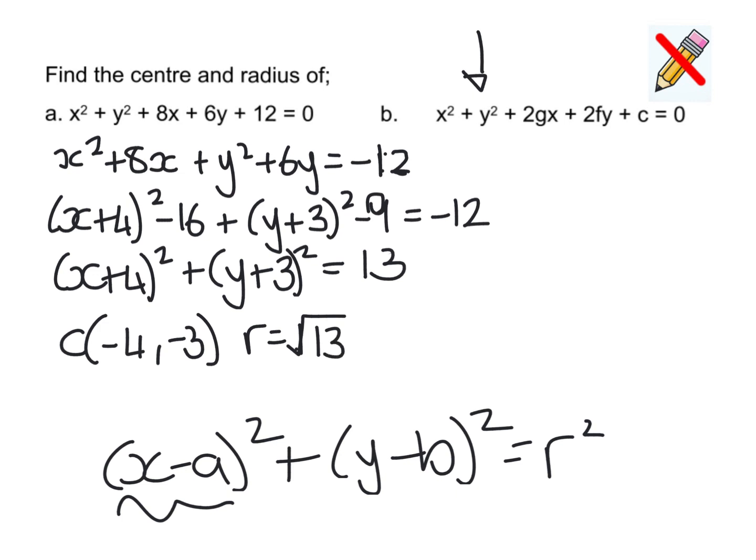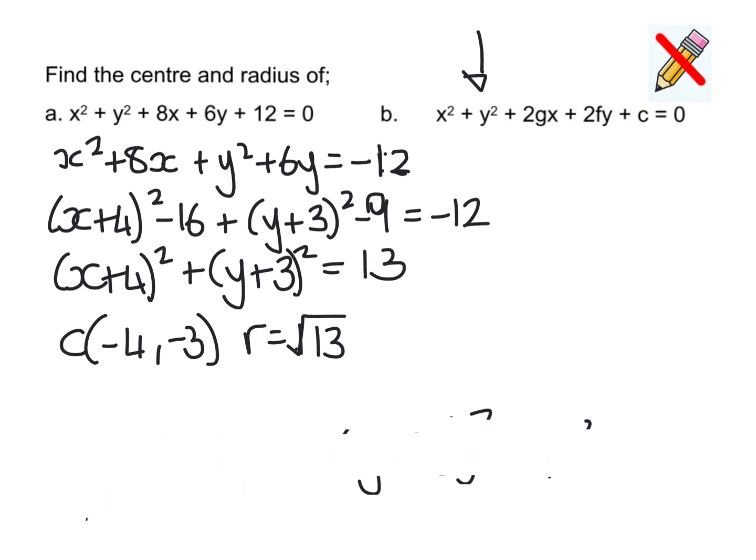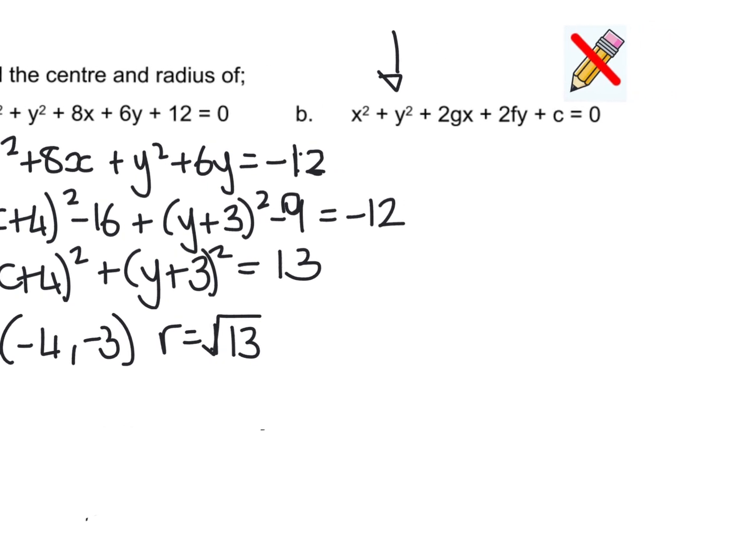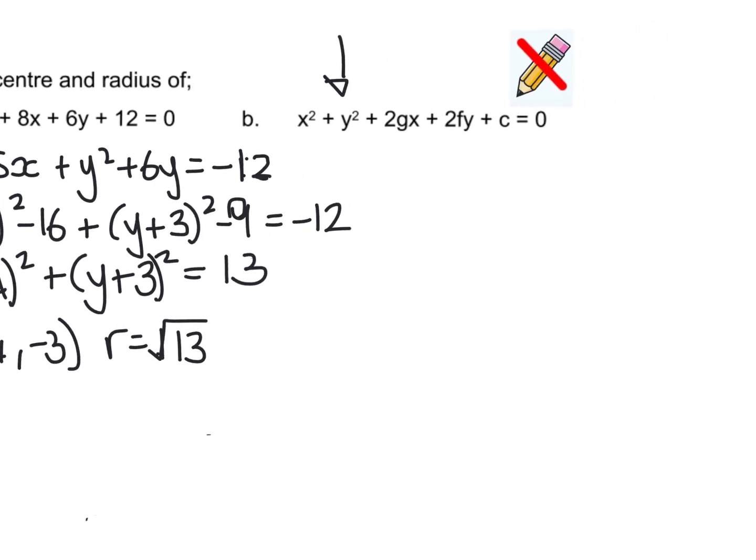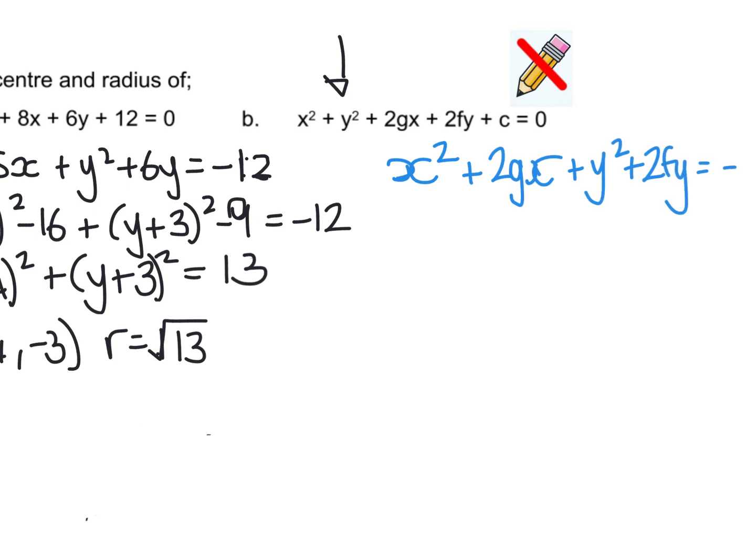That would be r squared, right? So I'm going to do the exact same with this second one, but it's going to be a wee bit messier because there's loads of letters here. Doing the exact same, we're going to rearrange it to get the x's to the left, so we're going to have x squared plus 2gx, plus y squared plus 2fy equals negative c. I'm going to take that over.